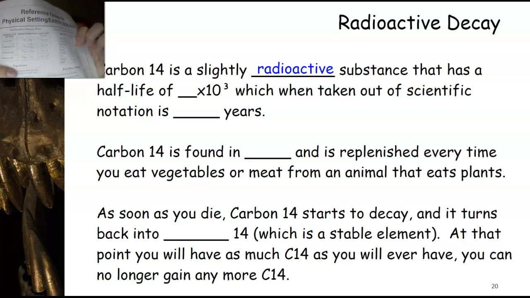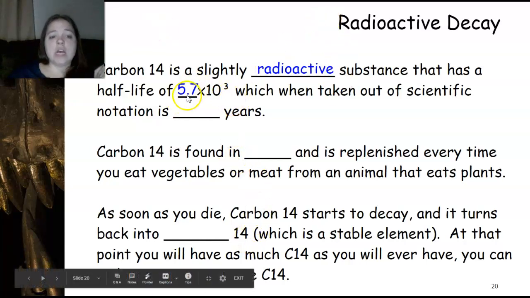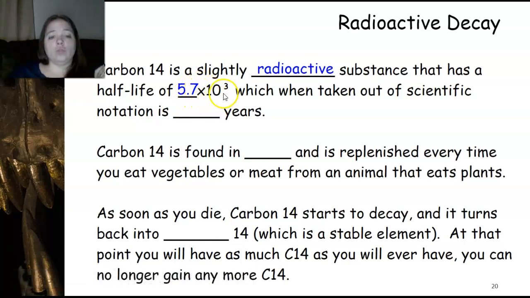Am I on the wrong side? Oh, right there. So half-life is there, 5.7 times 10 to the third. So when I take that out of scientific notation, I take this decimal, move it to the right 1, 2, 3. I'm left with 5,700 years.